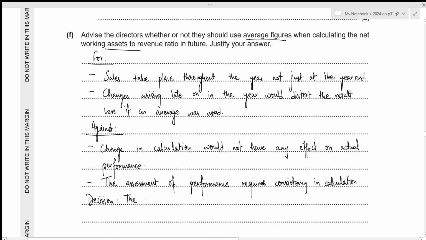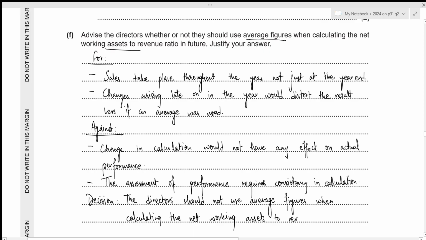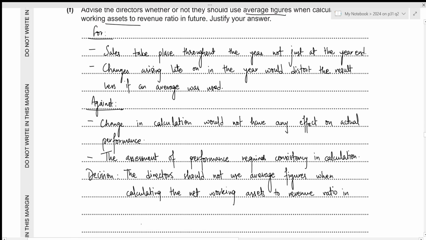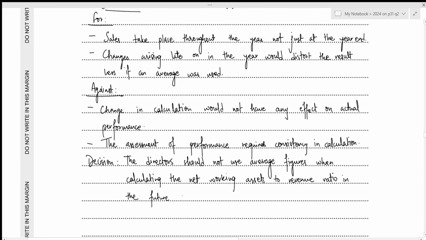The directors should not use average figures when calculating the net working assets to revenue ratio in the future, as changes in net working assets do not take place evenly throughout the year. Alright, that is all for this part as well as the entire question.